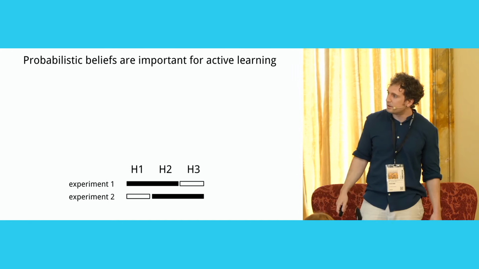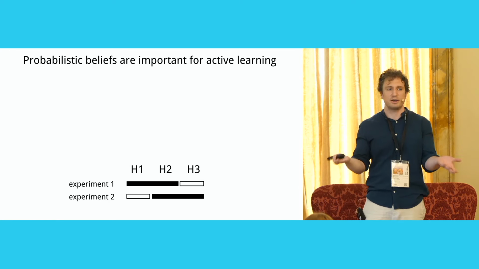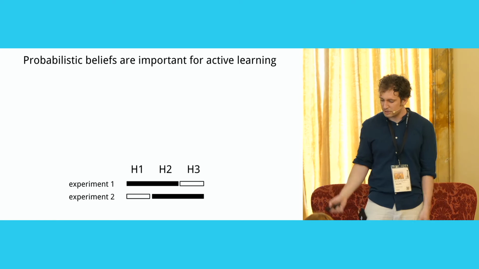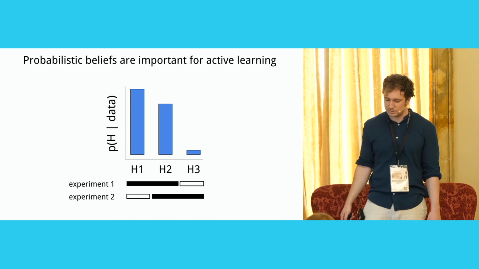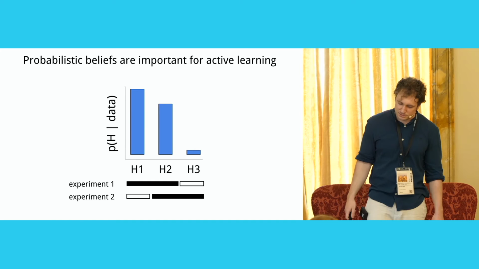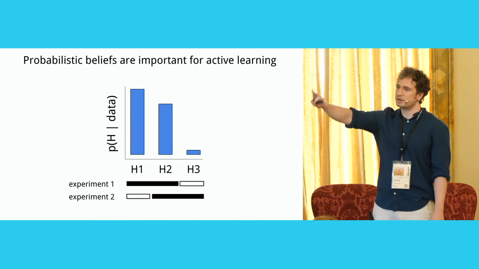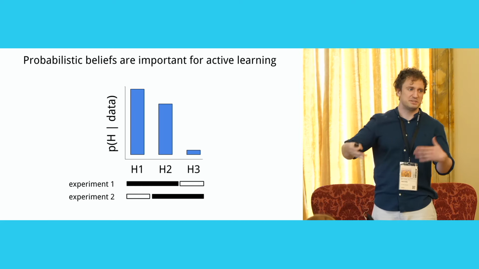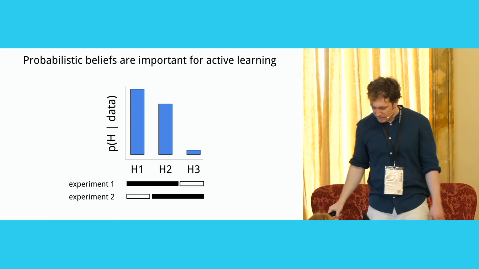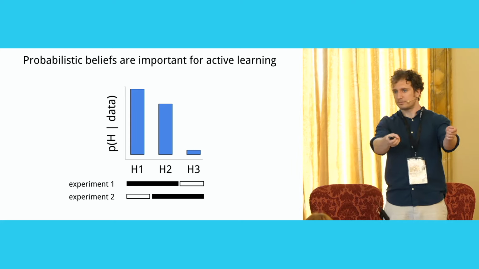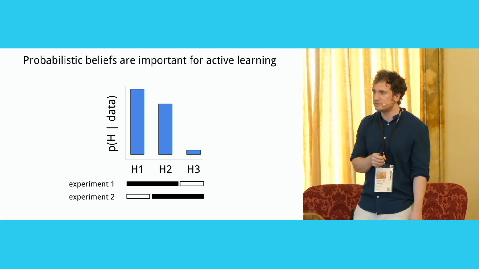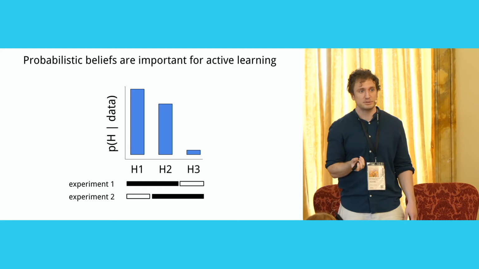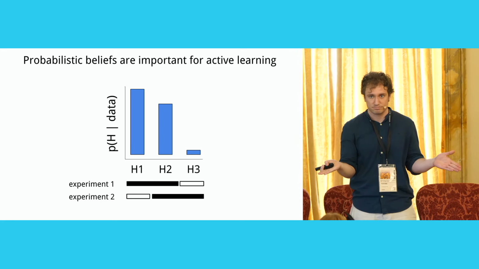The thing, though, is that without some extra probabilities, I can't decide which of these is better. So I really need this full posterior that tells me that, in this case, maybe the third hypothesis is just not very likely. I kind of don't believe that hypothesis anyways. I really believe either H1 or H2. Therefore, the second experiment is the best experiment because it will split those hypotheses.